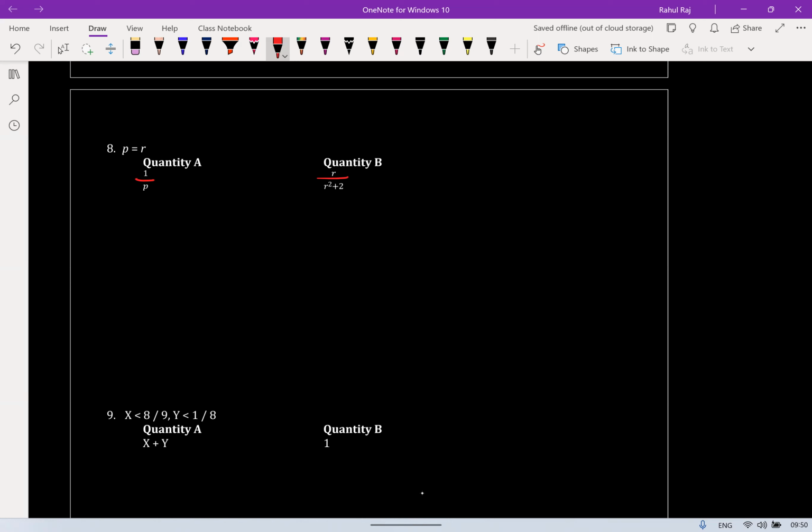The whole point is, you only mark answer D when you tell me that for some values, quantity A is greater than quantity B, and for some values, quantity A is less than quantity B. So I can't conclude. That's the whole point. Sorry, I've written the question wrong here in my book. Let me just do it again, please.